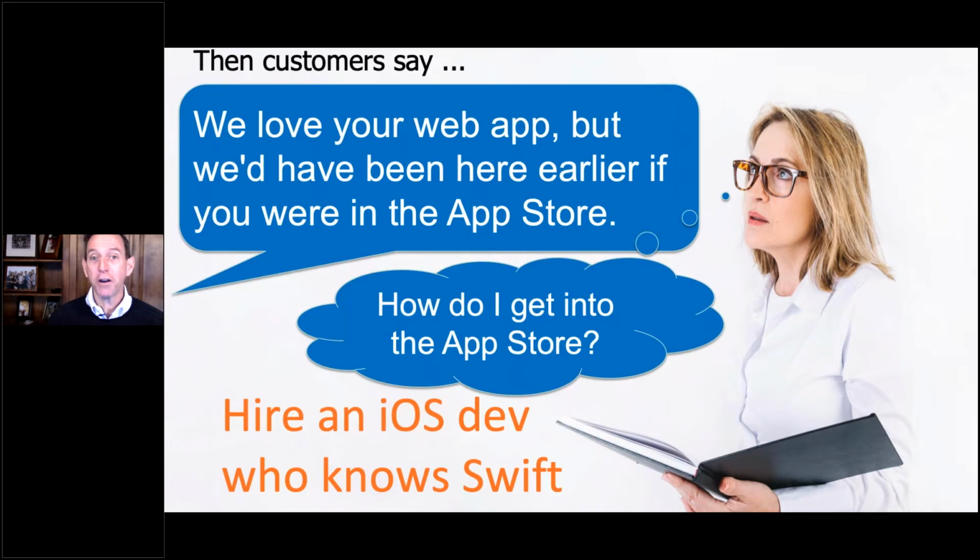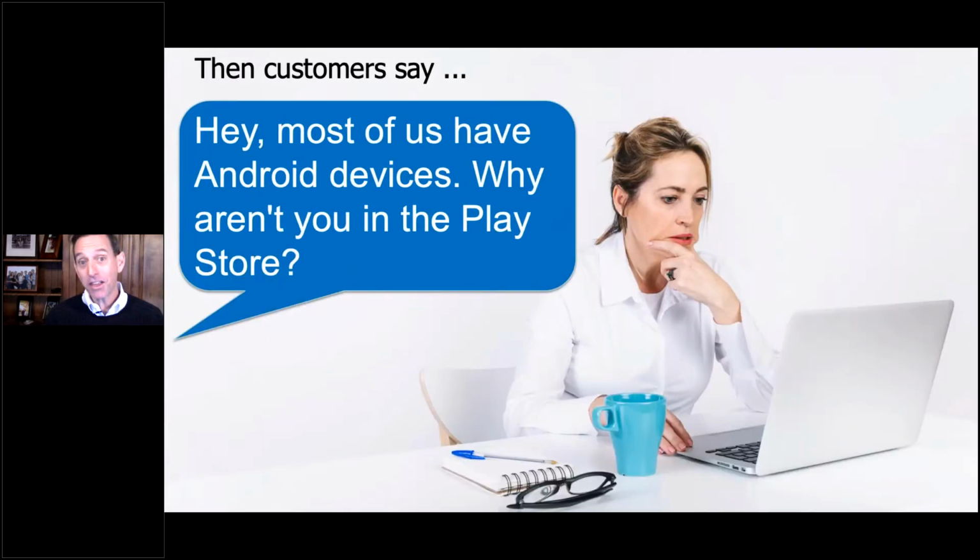You can't share between iOS and the web. It's a different type of person. Okay, awesome. So you get your app out in the App Store, and then the customers, of course, come back and they say, hey, wait a minute, most of us have Android devices. We aren't finding you in the Google Play Store. Why do you only have an iOS app?